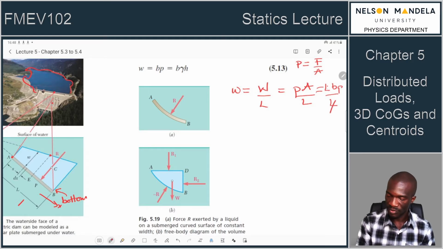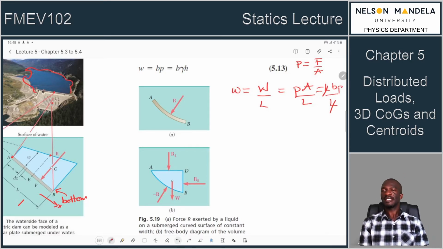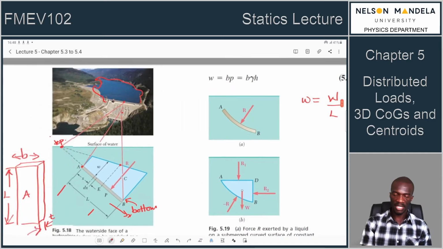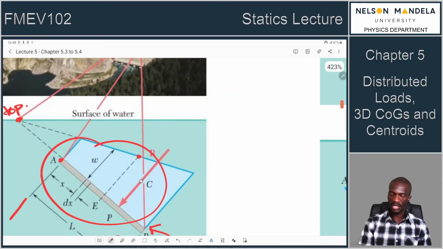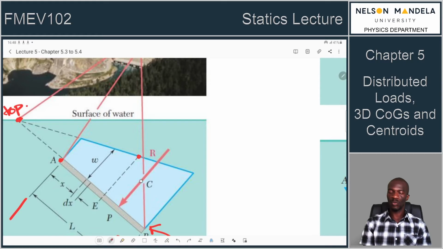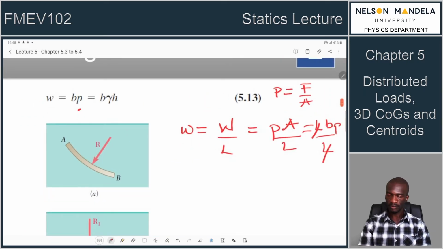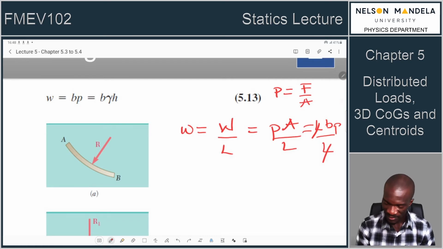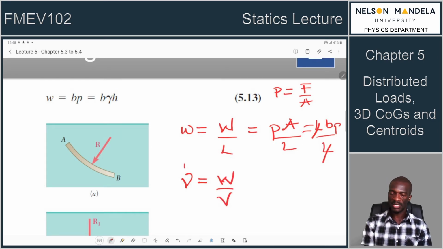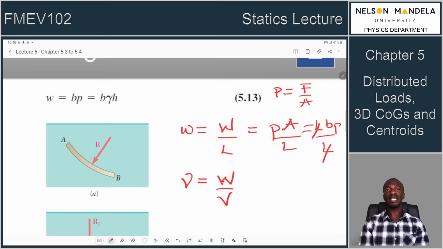If we remove that, our weight per unit length can be described in terms of the dimension B out of the page, which is just the width of the dam wall, multiplied by the pressure P. But we already know that gamma is equal to the weight per unit volume. Please don't forget that these are not the same. Our gamma is a weight per unit volume.